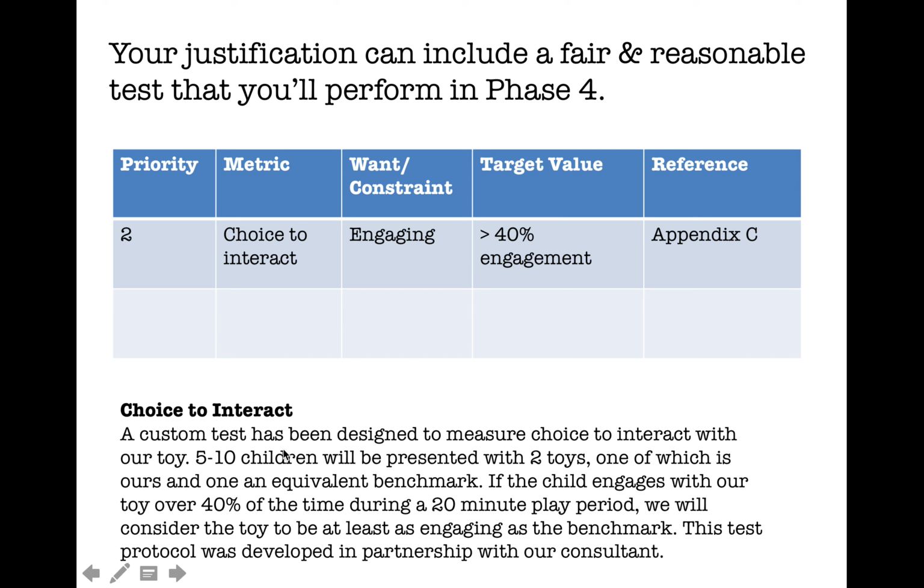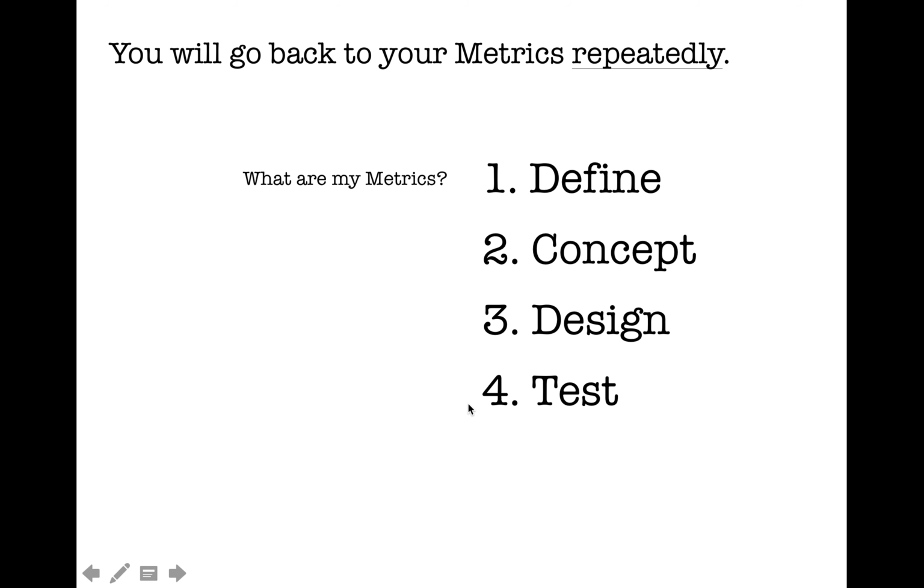A custom test has been designed to measure choice to interact with our toy. 5 to 10 children will be presented with 2 toys, one of which is ours and one is an equivalent benchmark. If the child engages with our toy over 40% of the time during a 20-minute play period, we will consider the toy to be at least as engaging as the benchmark. This test protocol was developed in partnership with our consultant. Okay, so come up with a way, if you've got, which you probably do, these fuzzier, softer wants, to really put a metric associated with it. Okay, so again, I have my want, I have something measurable that's associated with it, I have a target value, and that is reference that I've explained how I'm going to achieve that target value.